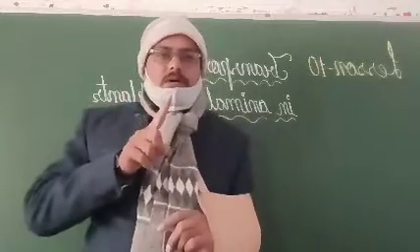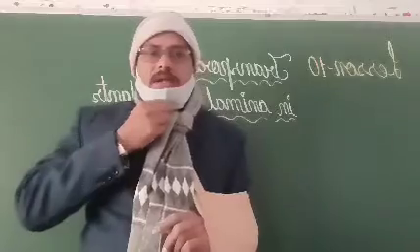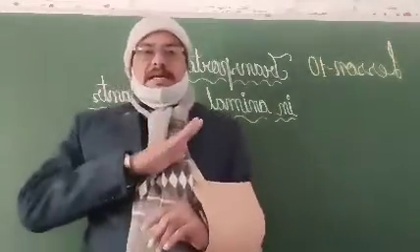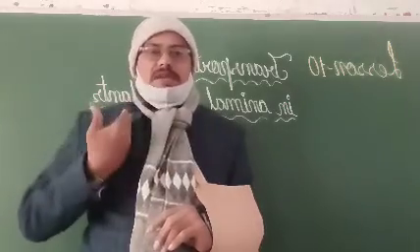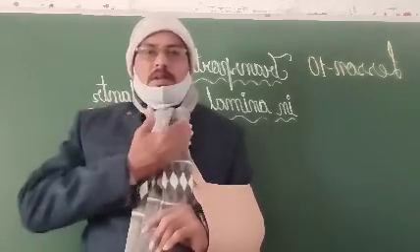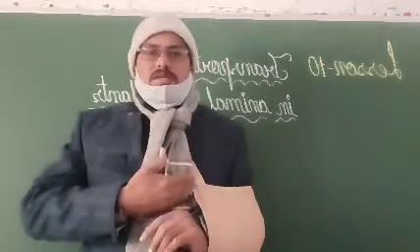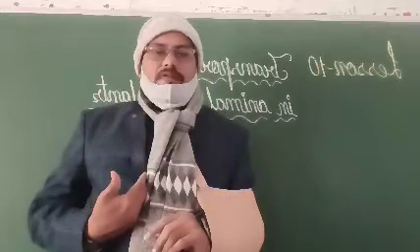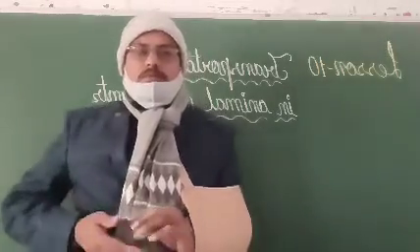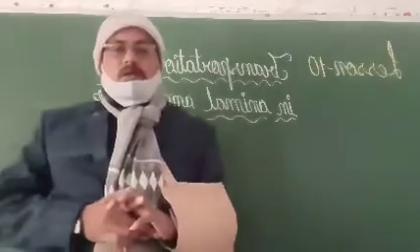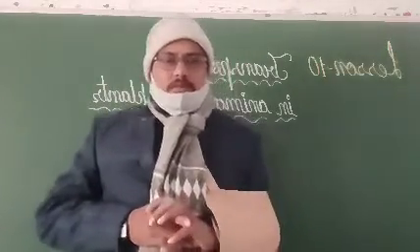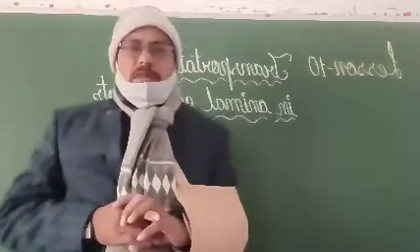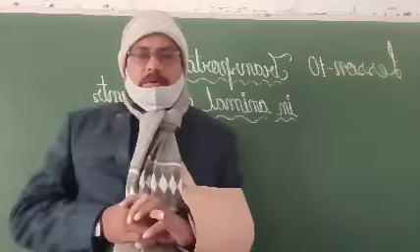The upper chambers are called the auricles and the lower chambers are called the ventricles. The right side is called the right auricle and the left side is called the left auricle. In the same way, below the right auricle is the right ventricle, and below the left auricle there is the left ventricle. So I have told you about the heart. The heart has four chambers: right auricle, left auricle, right ventricle, left ventricle.